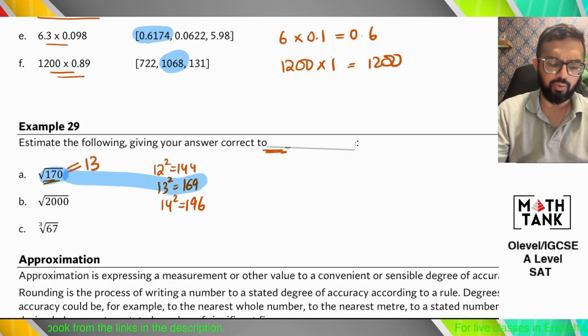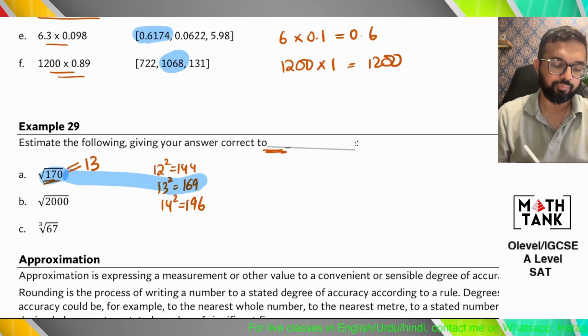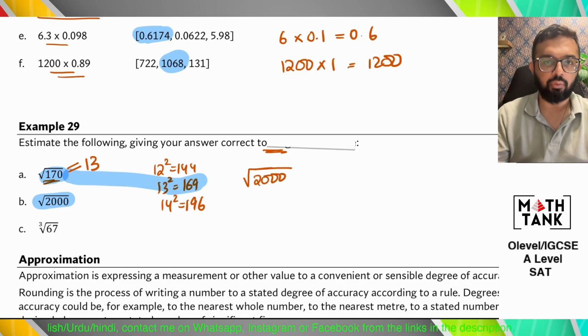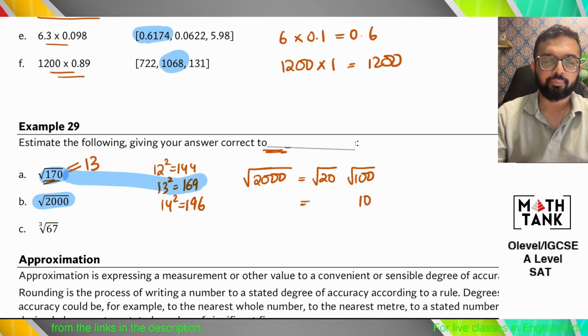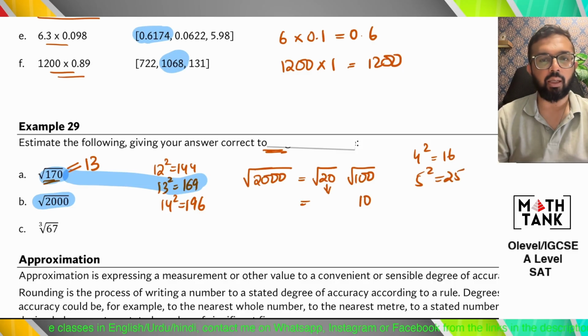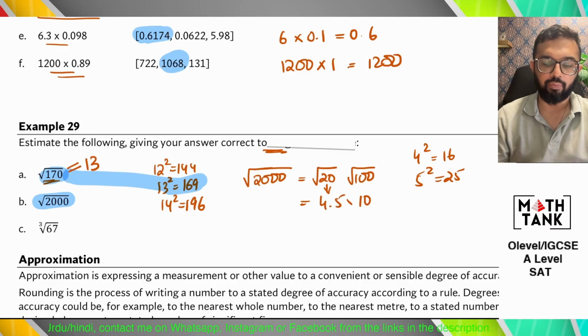If I round this off to one significant figure, it's going to become 10, but that's not what I want to do right now. Okay, let's look at this. Root of 2000. Now we haven't done roots in detail right now, but can you break this up into root of 20 and root of 100? That's 10. Now what's root of 20? I don't know root of 20, but 4 square is 16 and 5 square is 25. So this should be approximately somewhere between 4 and 5. Let's call that 4.5. So my answer should be 45.